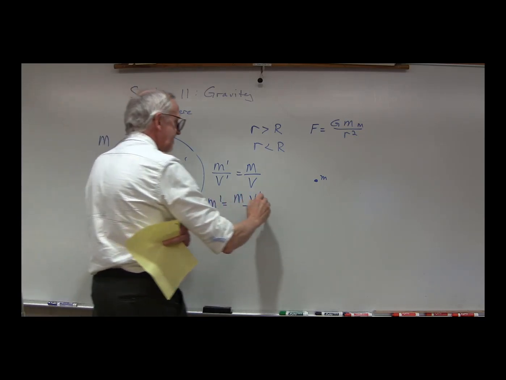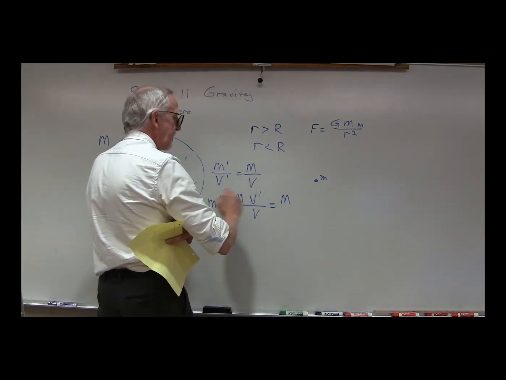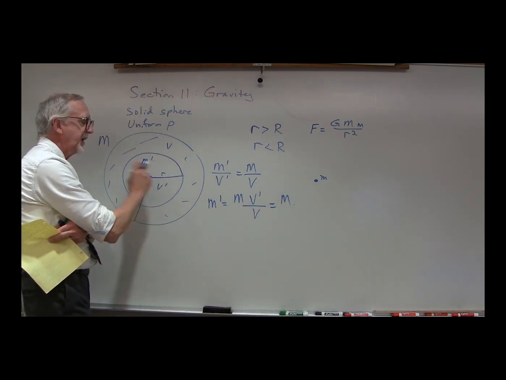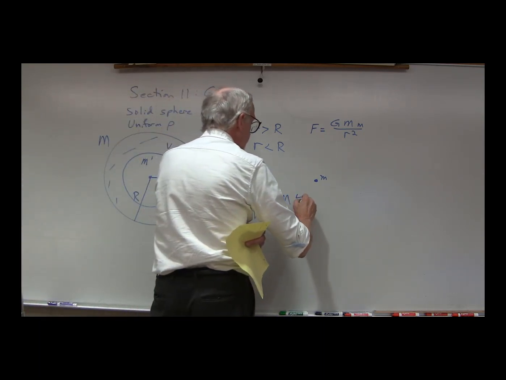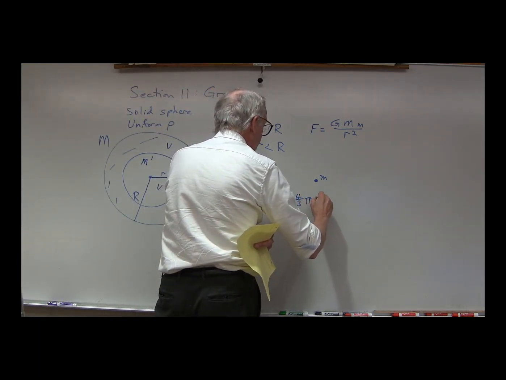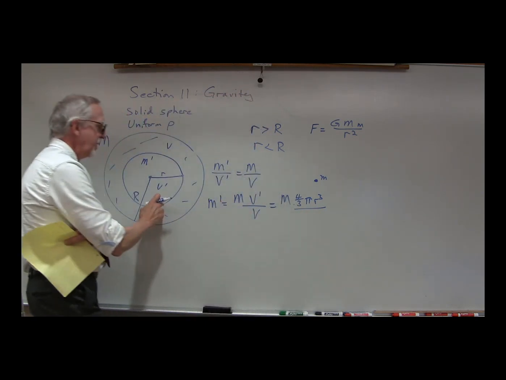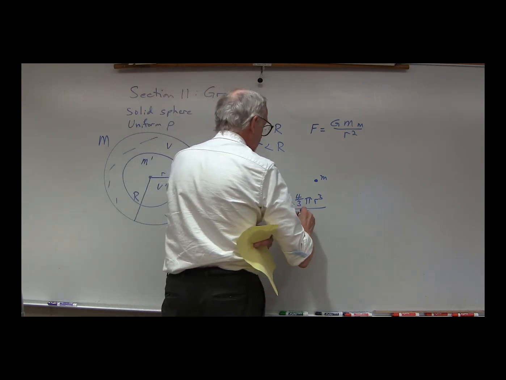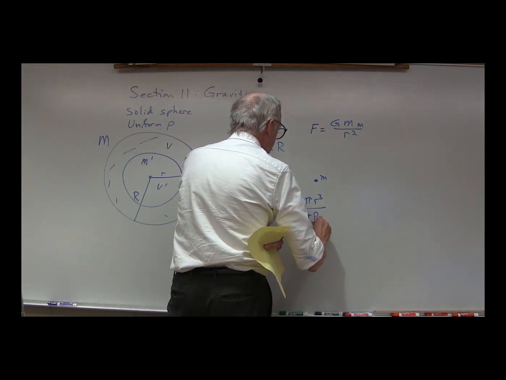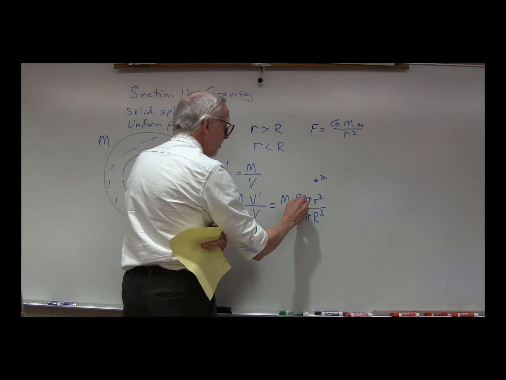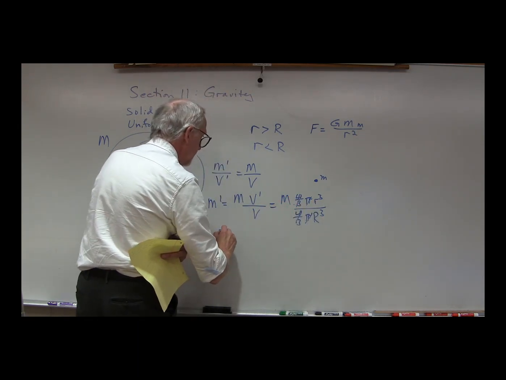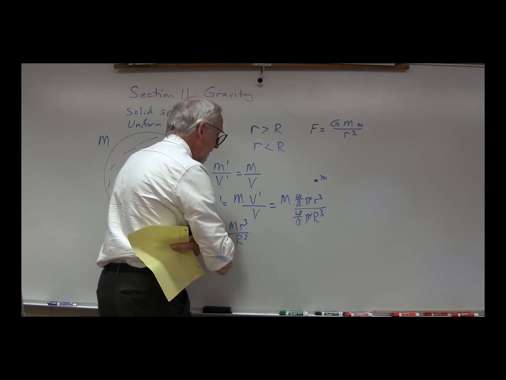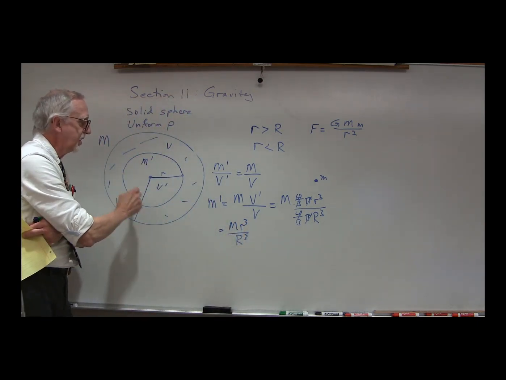Well, let's figure out what that is. So the total mass m, that's going to be times, what's the volume in here? What's the volume of a sphere of radius little r? Well, that's 4/3 pi r cubed. And what is the volume outside here? Well, that's a radius capital R, so that's 4/3 pi big R cubed. The 4/3 cancel, the pi cancels, and what do we end up with? We have m little r cubed over capital R cubed. That is the mass in here.